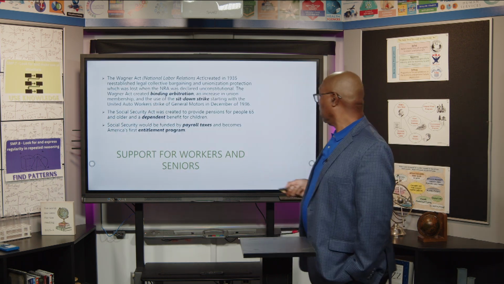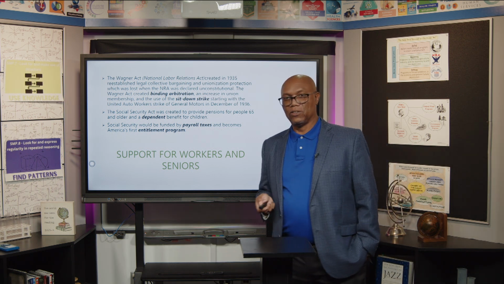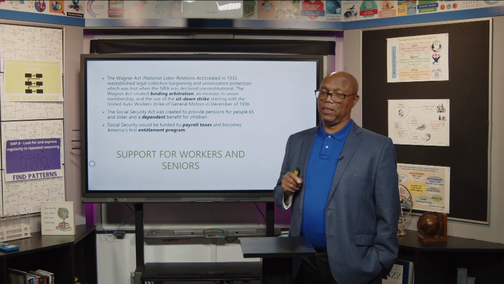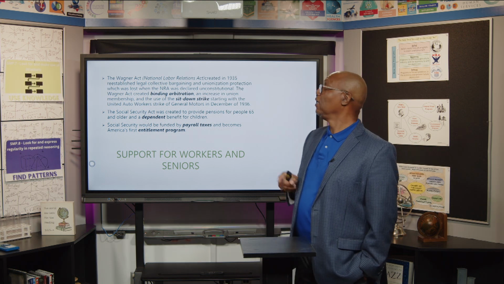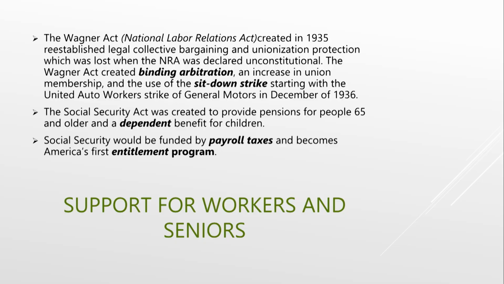Now, we also can look at support for workers and seniors. We talked about seniors a little bit, and we talked about where FICA comes from. We talked about Dr. Francis Townsend. When we look at the Wagner Act, the National Labor Relations Act, created in 1935, it reestablished legal collective bargaining and unionization protection, which was lost when the NRA was declared unconstitutional. The Wagner Act created binding arbitration, an increase in union membership, and the use of sit-down strikes, starting with the United Auto Workers strike in General Motors in Flint, Michigan in December of 1936.